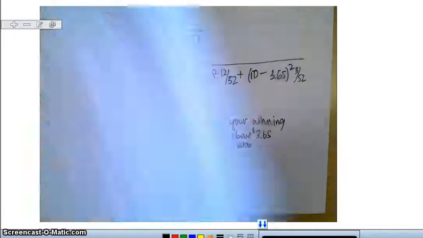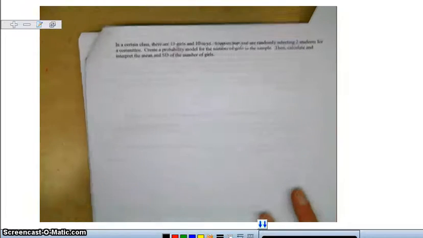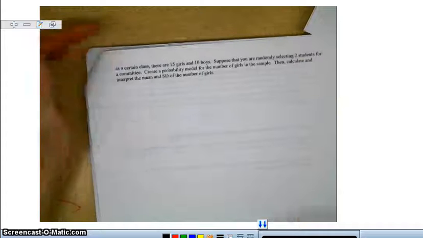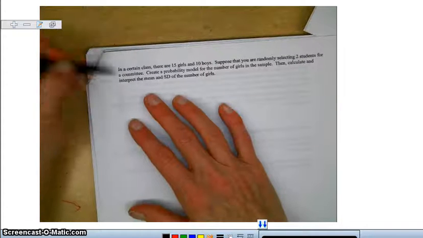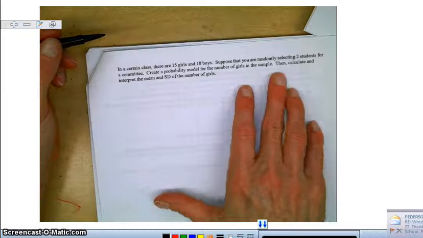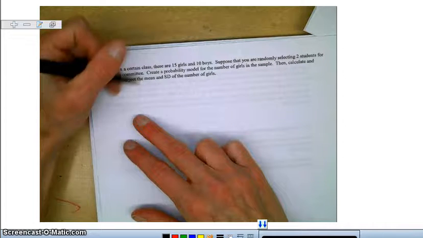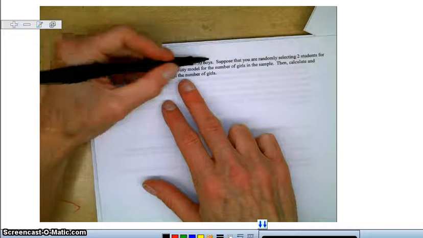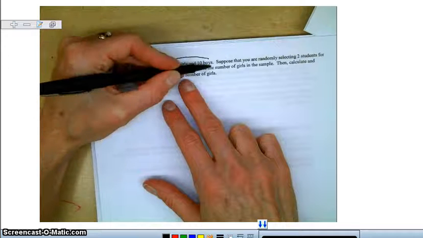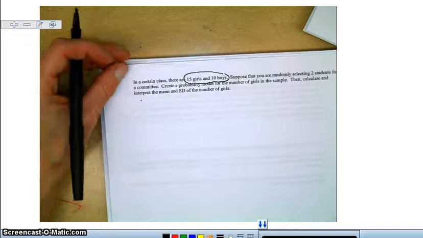All right, so now we're going to look at a probability distribution problem with a class of 15 girls and 10 boys. We're randomly going to select 2 students for a committee. We're going to create a probability model for the number of girls in the sample, and then calculate and interpret the mean and standard deviation of the number of girls. So basically we've got this scenario. We've got 15 girls and 10 boys, and we're going to choose 2 people. So every time we choose 2 people, we're going to make a 2-person committee.